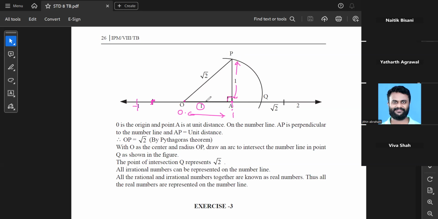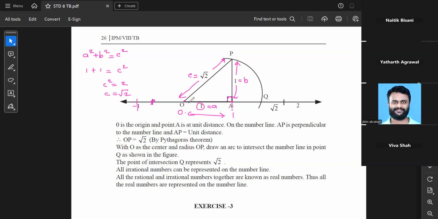Now, when I join these 2 points, what I've created is a right angle triangle where one side, let me call this side A, is equal to 1. Another side, B, is also equal to 1. According to Pythagoras theorem, we can find the length of the hypotenuse, which we call C. A square plus B square is equal to C square. A is 1, 1 square is 1. B is 1, 1 square is again 1. That is equal to C square, so C square is equal to 2, which gives C equal to root of 2. So the length of this hypotenuse will be root of 2.